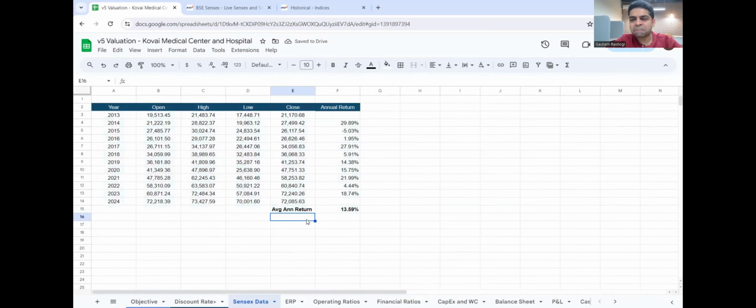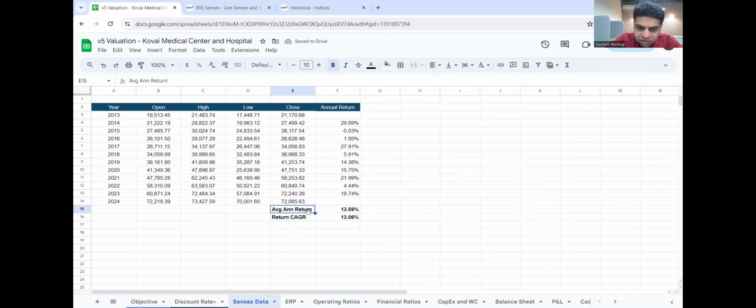You could even take the compounded annual growth rate as well. Okay. So if you want to take that, what you need to do is take the closing index as of 2023 divided by closing index as of 2013, caret 1 by 10, because it's 10 years compounding. Okay. So this is your return, 13.06. Okay. You can take either of these.